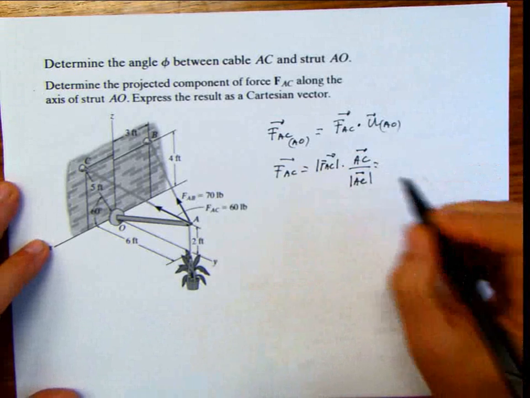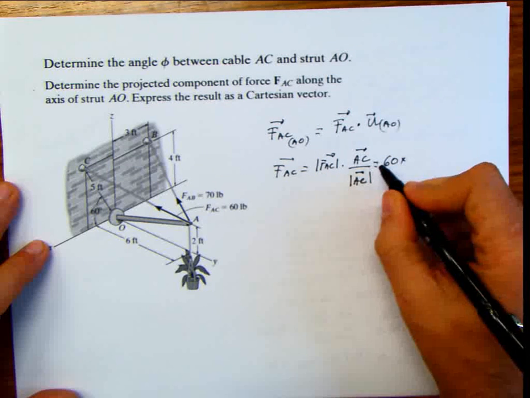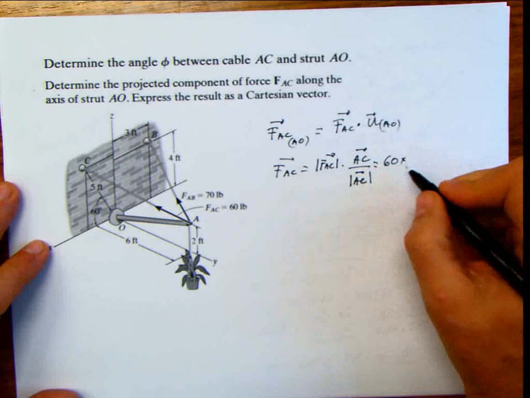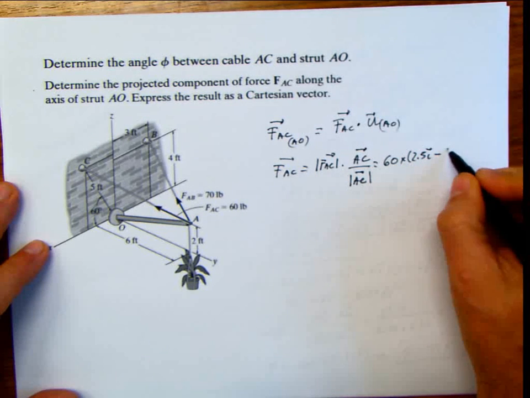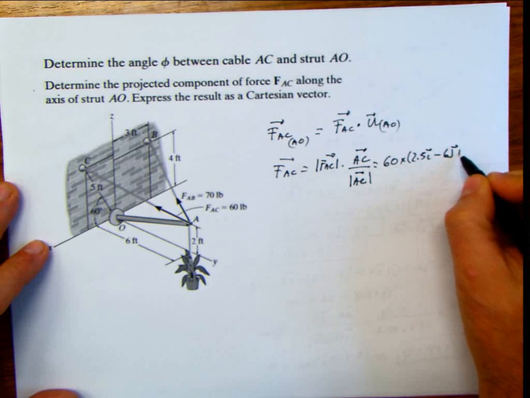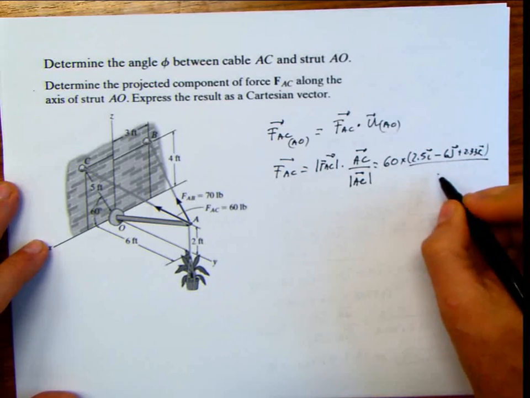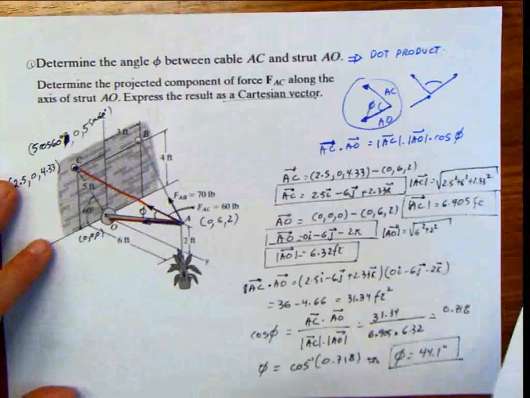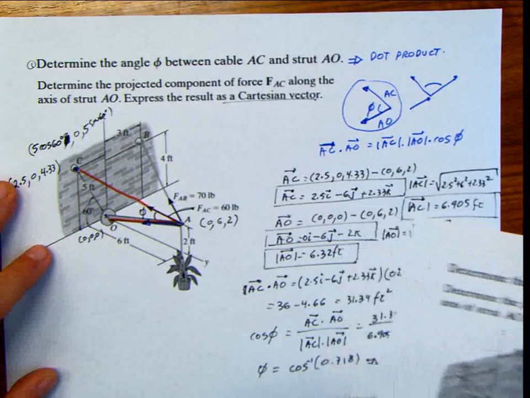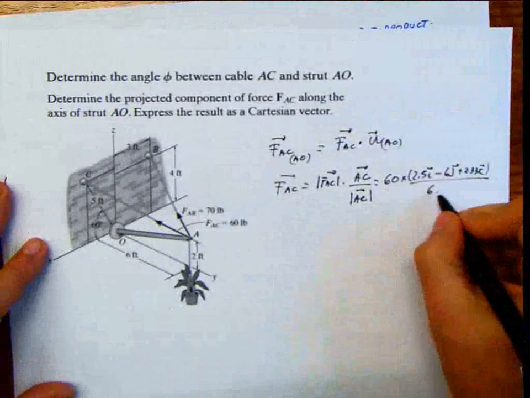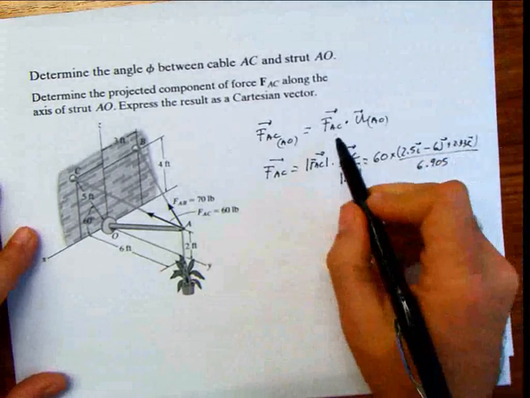So this is really easy to do, because this value is 60 multiplied by AC, and AC is 2.5i minus 6j plus 2.33k, divided by the magnitude of this, which is 6.905 if I'm not mistaken. Yes, that's what we calculated before. You see, this is the AC and this is the magnitude, 6.905. That's going to give us the force AC.